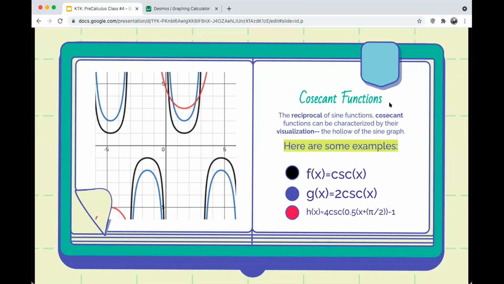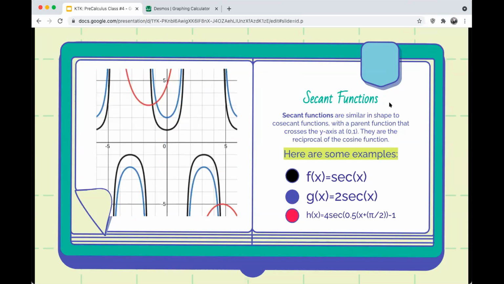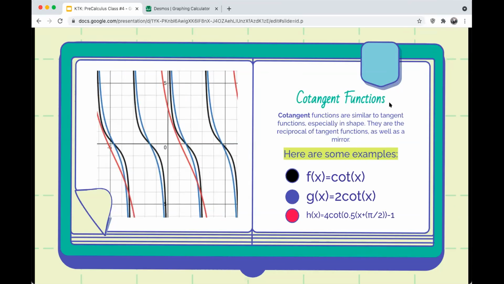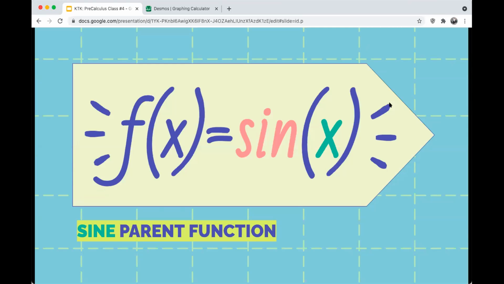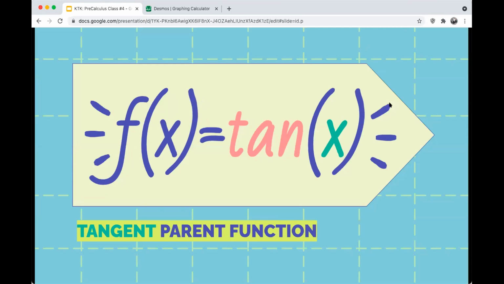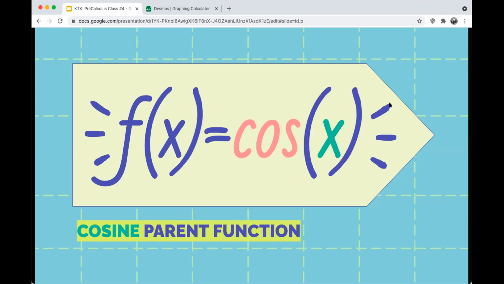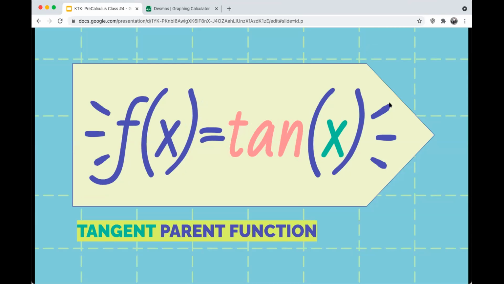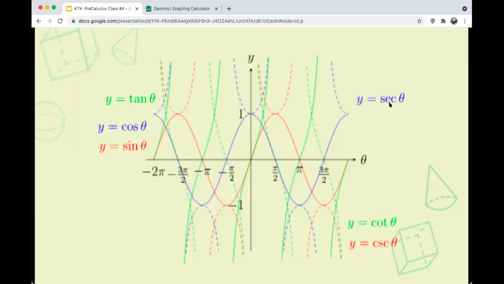Now for the reciprocal functions, we've got the cosecant functions, the secant functions, which are very similar in shape to the cosecant functions, and the cotangent functions, which just look like a mirror of the tangent functions. So sine, cosine, and tangent parent functions are just sine x, cosine x, and tangent of x. And obviously we have the cotangent of x, cosecant of x, and secant of x.